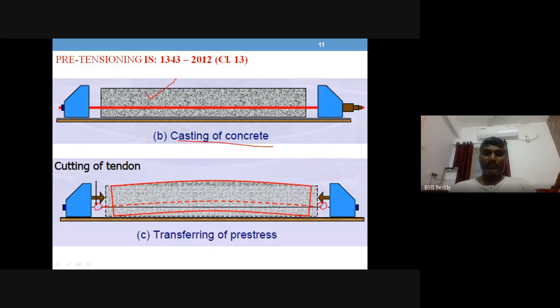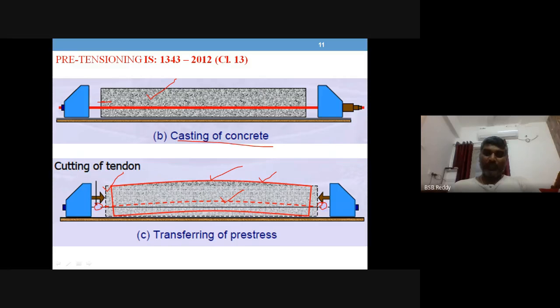So what happens once you cut the tendon? It will try to come back to its original position. As the tendon is eccentric, this is the center position, this is eccentric, hence you can find that the reason for this camber is that the tendon is eccentric. So this is the final position. The red colored diagram is the final position of the member. This black dotted line is the initial position of the member before the tendon is cut. Once the tendon is cut, you see this red colored solid line diagram, and this dotted line shows the position of the tendon.